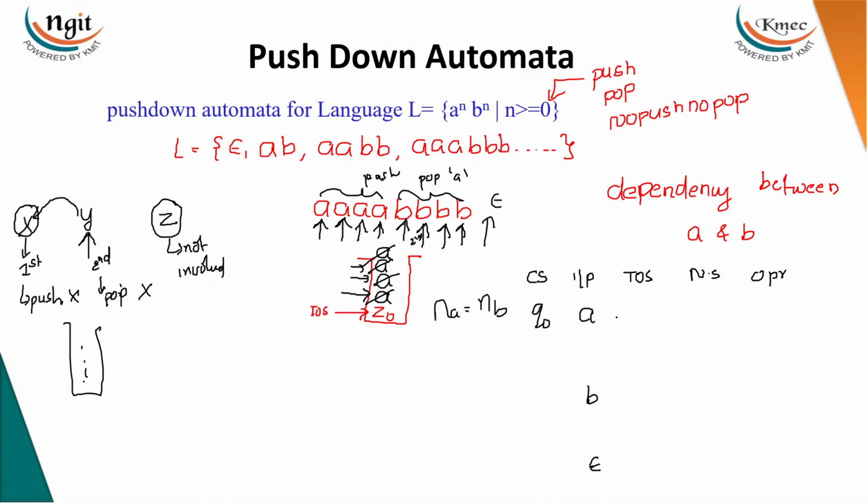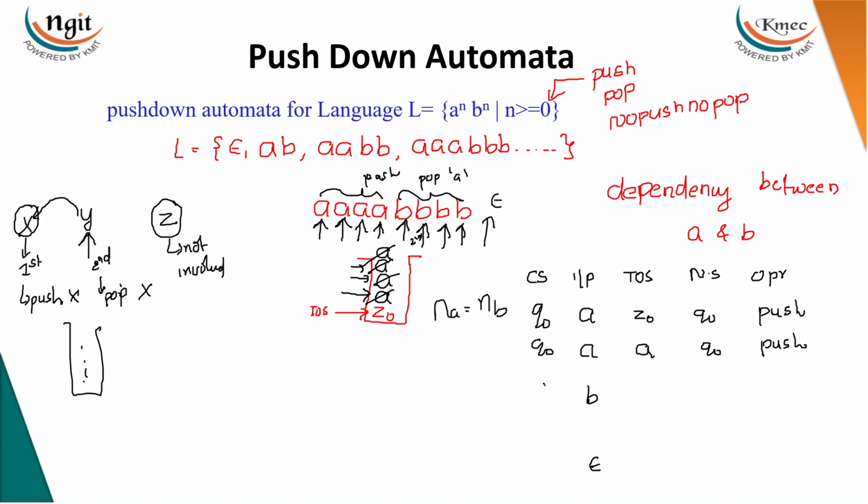So if the input symbol is A, what are the possibilities on top of the stack? For the first A, we have Z0. For all the remaining A's, we have A. That's it. For the first A, Z0; for the remaining A's, A only. So only one possibility, either Z0 or A. I'm not changing the state here. Why? I'll tell you later. Then what is the operation we are performing? Push.